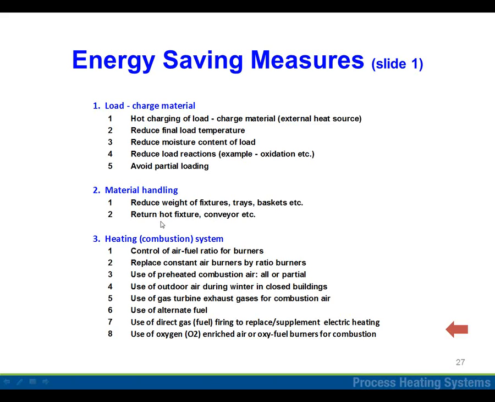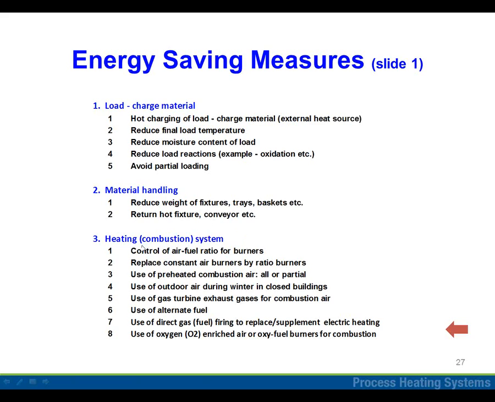For example, in case of batch annealing furnaces, how do you reduce the inner cover weight, or those kind of things? Return the house fixtures and conveyors. Very few of these are applicable to your plants directly at this point.